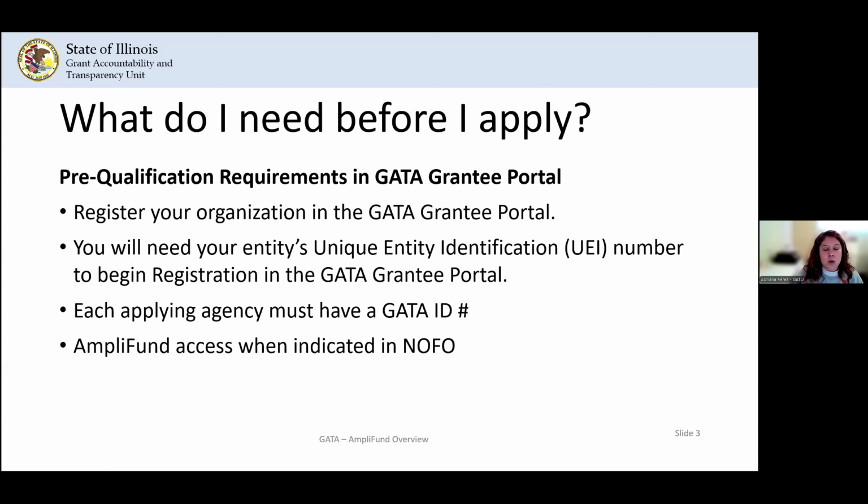So as always, before you apply or think about applying for any type of grant, especially those that are part of a state agency, you always want to make sure that you have indeed checked and that you are pre-qualified with the requirements that are part of the GATA grantee portal. In that, you want to make sure that your organization is indeed registered, that you have all of your identifiers in order and are compliant. Even things like when you are familiar with your GATA ID number, especially as you begin to apply and start communicating with that state agency.